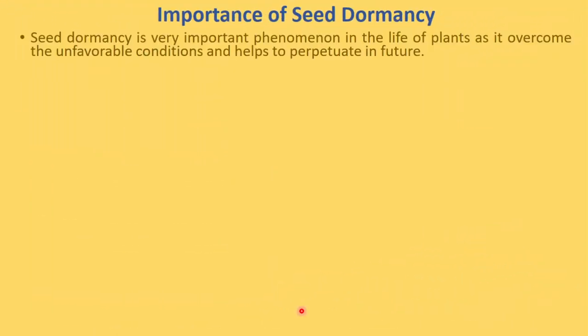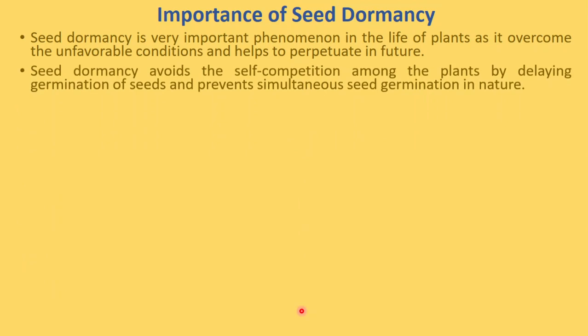Now in this slide we will see the importance of seed dormancy. Seed dormancy is a very important phenomenon in the life of a plant as it overcomes the unfavorable conditions and helps to perpetuate in future. So plants get protected from different types of unfavorable conditions like rainfall, chilling, and high temperature. Due to the mechanism of dormancy, seeds get protected from these unfavorable conditions.